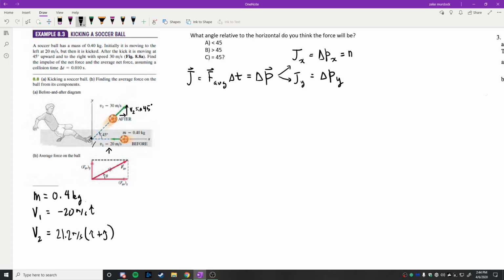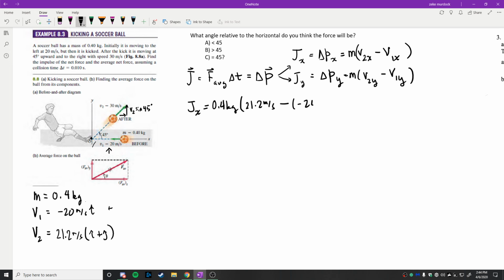This is going to be equal to the mass times (v2x minus v1x), and then this one would be the mass times (v2y minus v1y), right? So Jx is going to be equal to, the mass of the object was 0.4 kilograms. The x component of v2 is 21.2 meters per second. And the x component of v1 is negative 20 meters per second, all in parentheses.